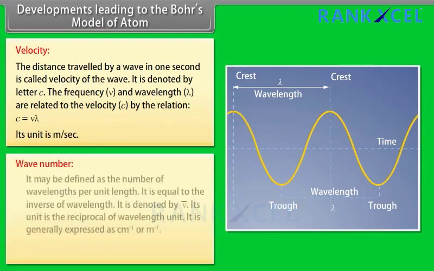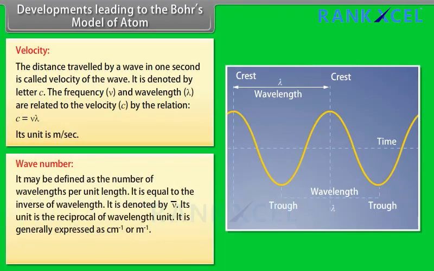Wave number. It may be defined as the number of wavelengths per unit length. It is equal to the inverse of wavelength. It is denoted by nu bar. Its unit is the reciprocal of wavelength unit. It is generally expressed as 1 by centimeter or 1 by meter. Nu bar is equal to 1 by lambda.